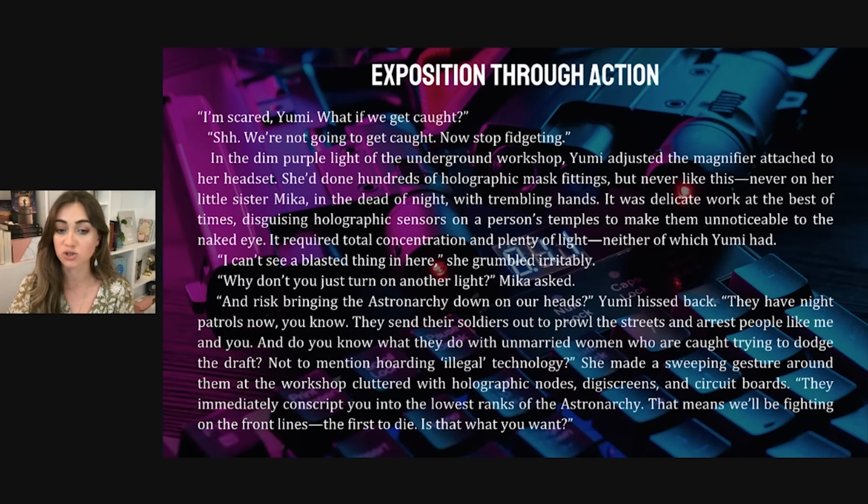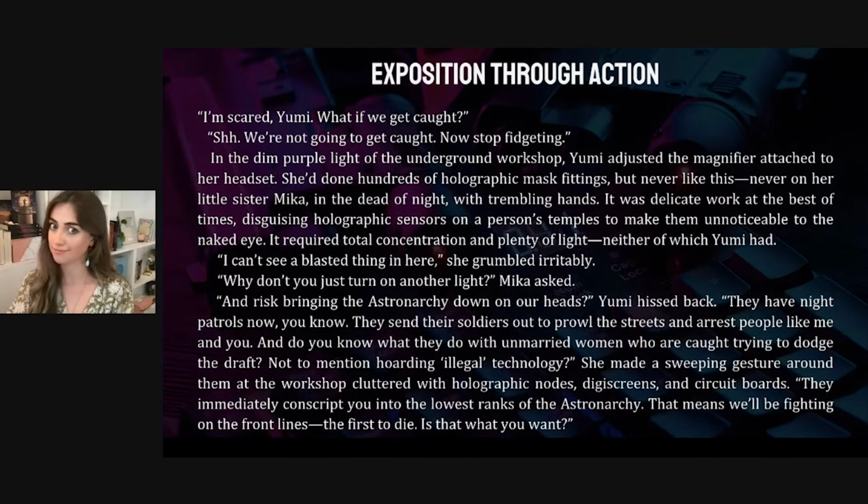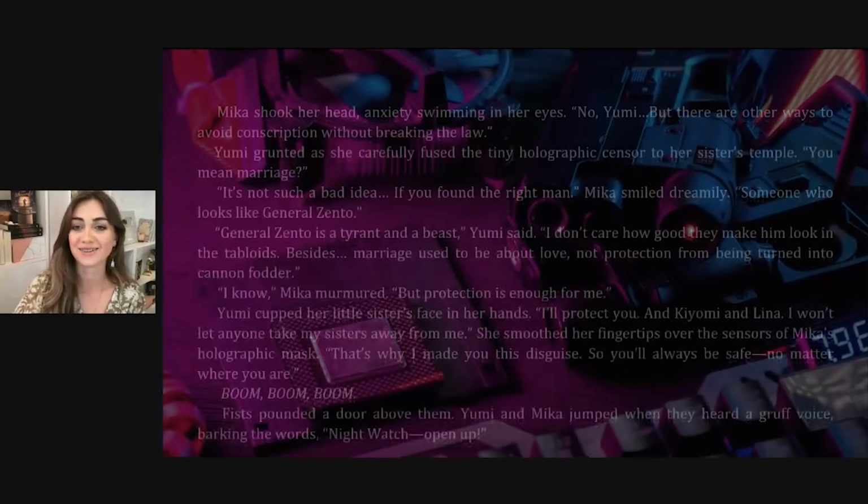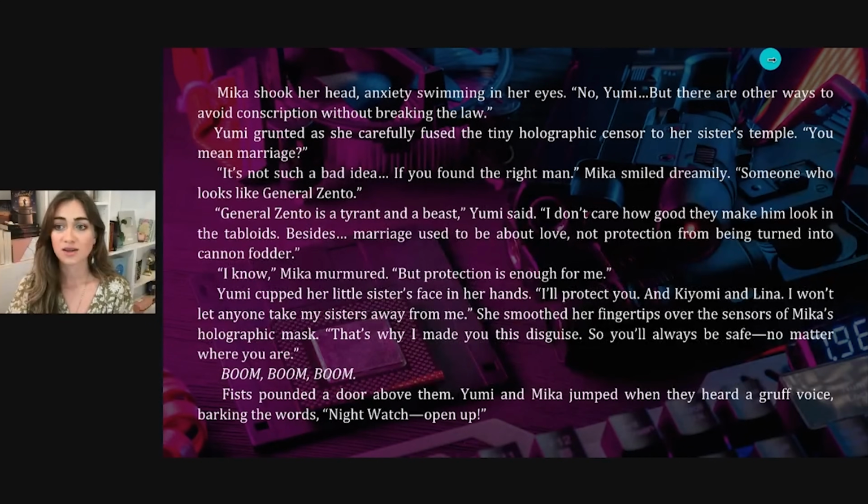She made a sweeping gesture around them at the workshop scattered with holographic nodes, digiscreens, and circuit boards. They immediately conscript you into the lowest ranks of the Astronarchy. That means we'll be fighting on the front lines, the first to die. Is that what you want? Mika shook her head, anxiety swimming in her eyes. No, Yumi, but there are other ways to avoid conscription without breaking the law.